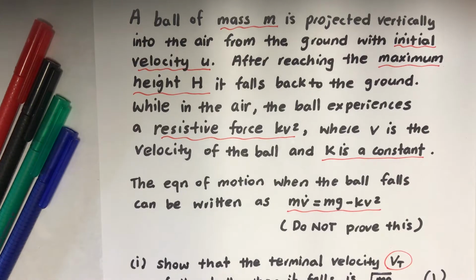A ball of mass m is projected vertically into the air from the ground with initial velocity u, and after reaching the maximum height h, it falls back to the ground. While in the air, the ball experiences a resistive force kv squared, where v is the velocity of the ball and k is a constant. The equation of motion when the ball falls can be written as m v dot equals mg minus kv squared. Do not prove this.